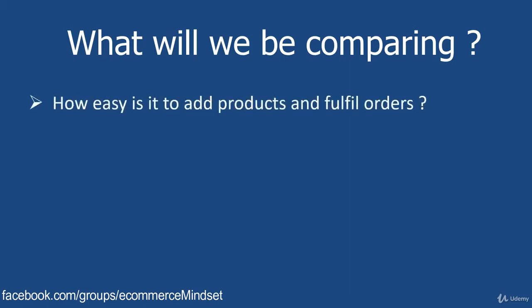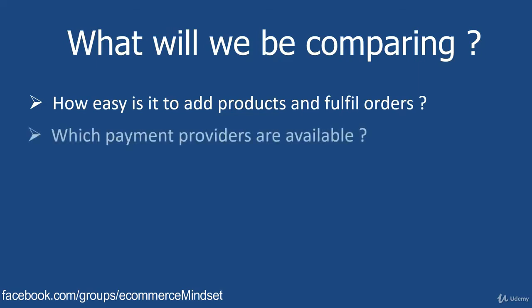How easy is it to add products and fulfill orders? In fact, automatically is what I'm saying here. There are solutions out there that can make your life a lot easier, both on Shopify and WooCommerce. Let's have a look at the products that are available. Which payment providers are available? Depending on where you live in the world, things can change quite a bit. So which one is going to be best for you?